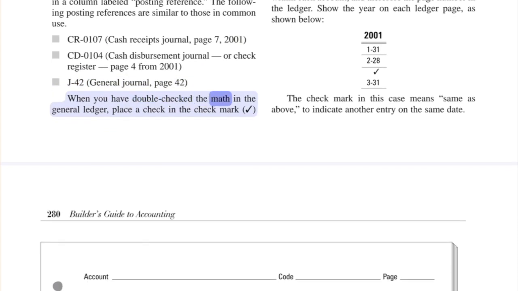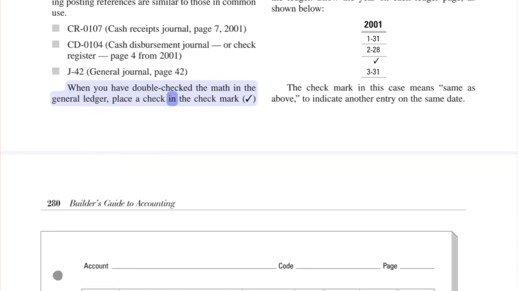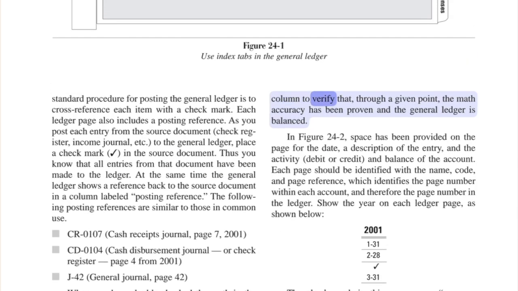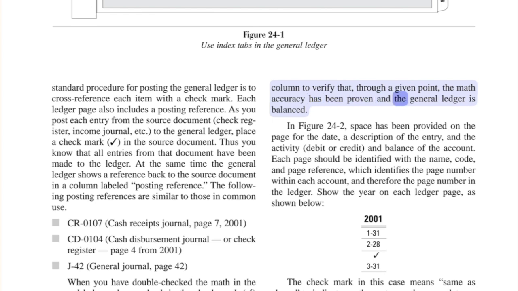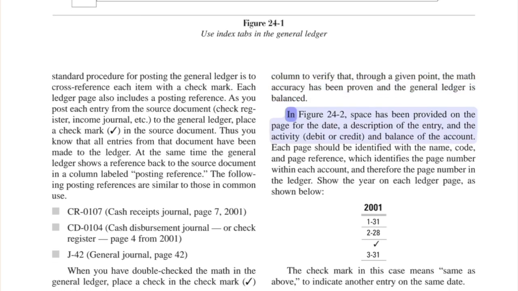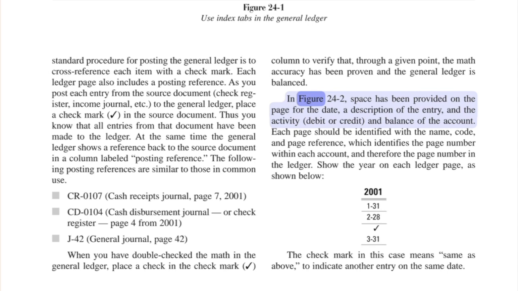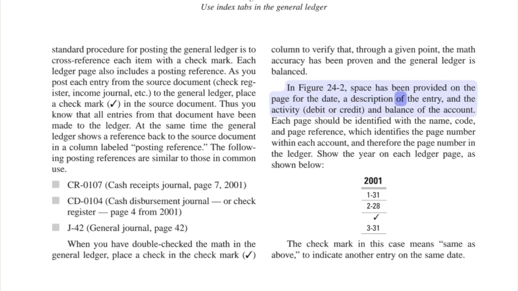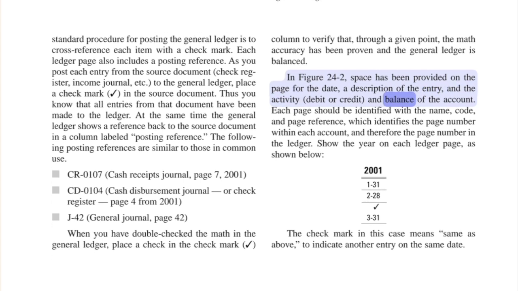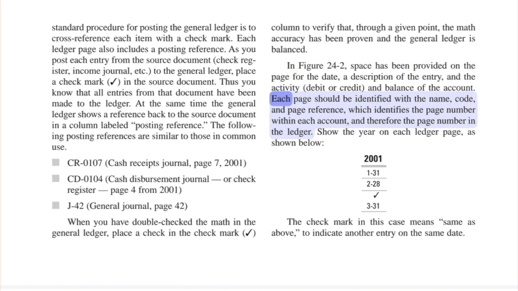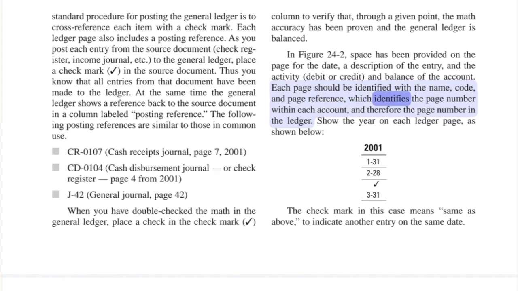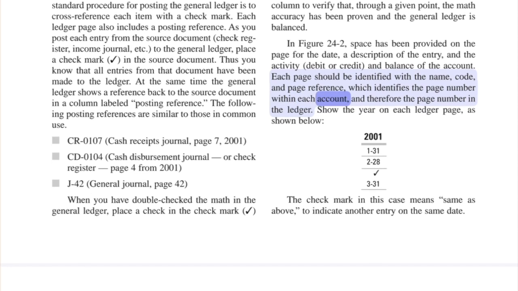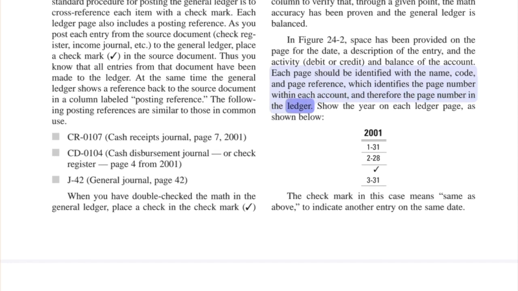When you have double-checked the math in the general ledger, place a check in the check mark column to verify that, through a given point, the math accuracy has been proven and the general ledger is balanced. In Figure 24-2, space has been provided on the page for the date, a description of the entry, and the activity and balance of the account. Each page should be identified with the name, code, and page reference, which identifies the page number within each account, and therefore the page number in the ledger.